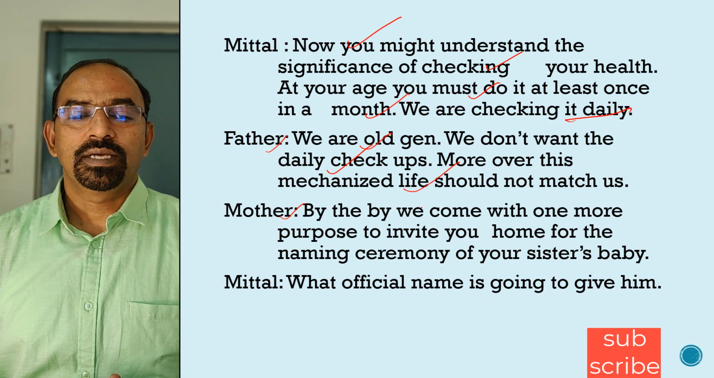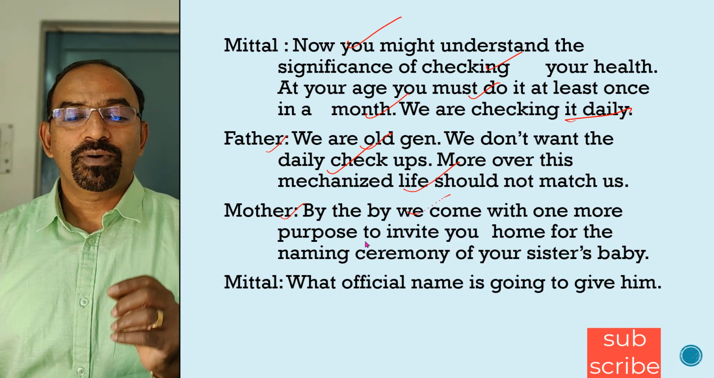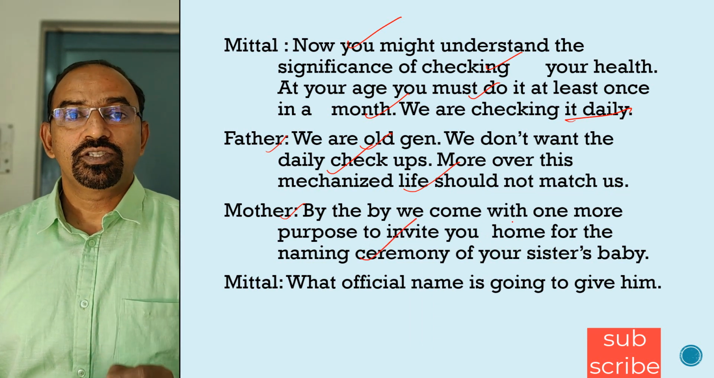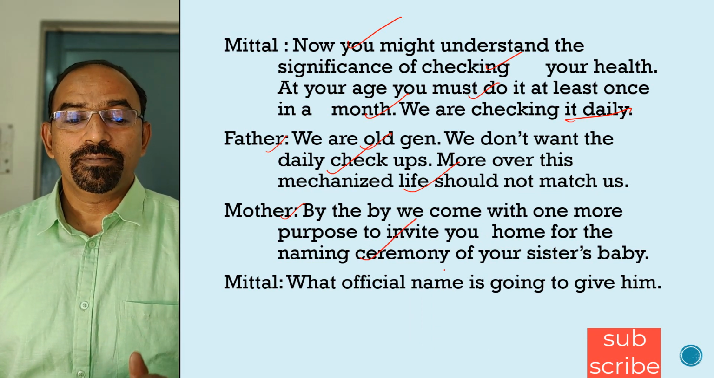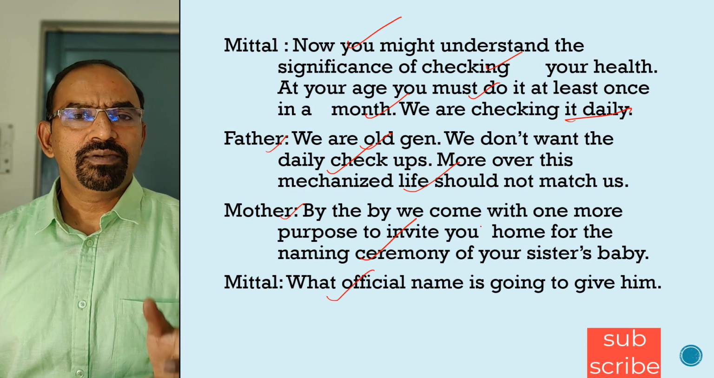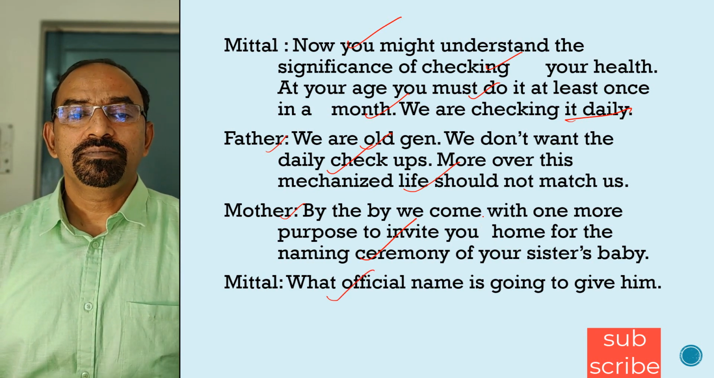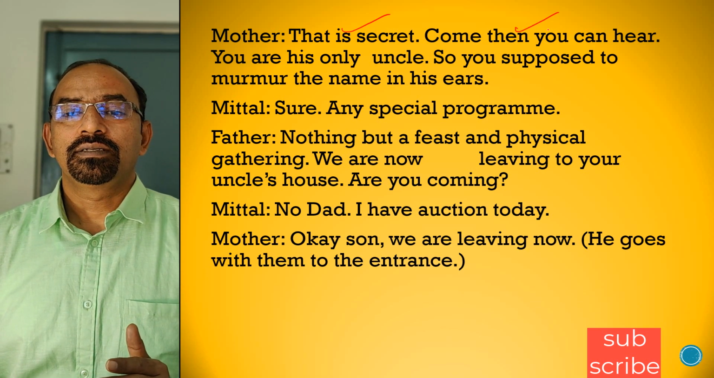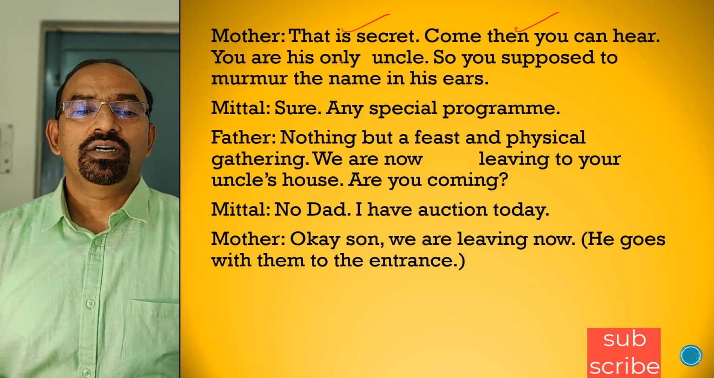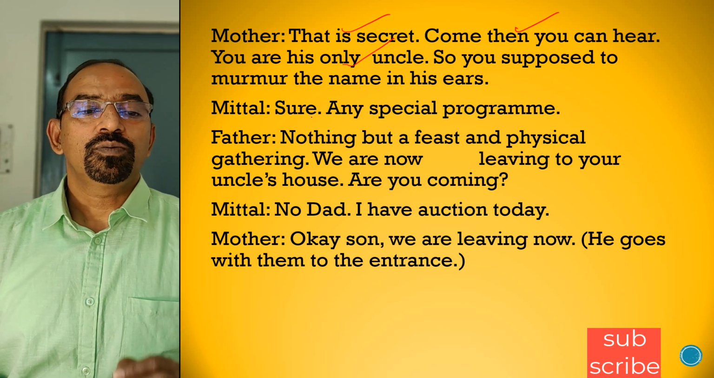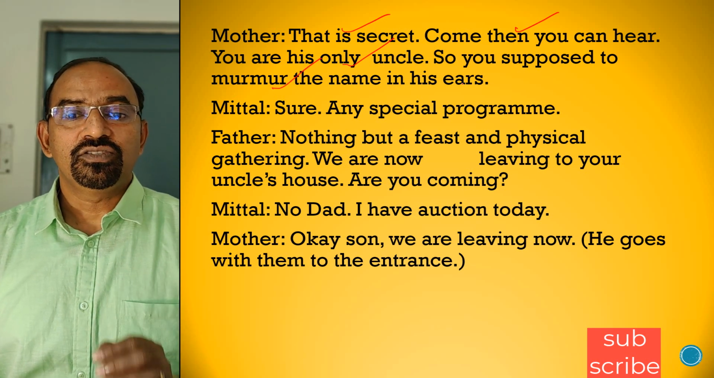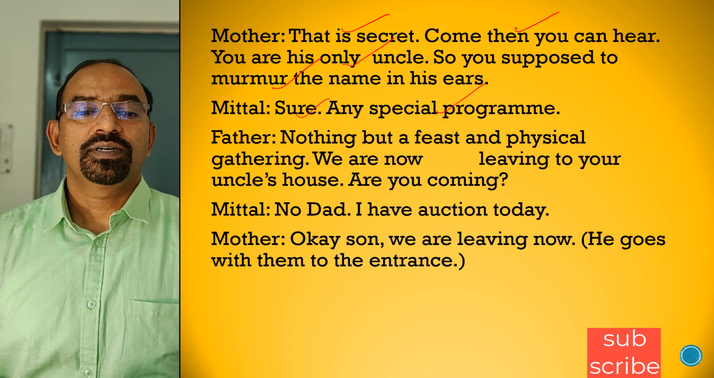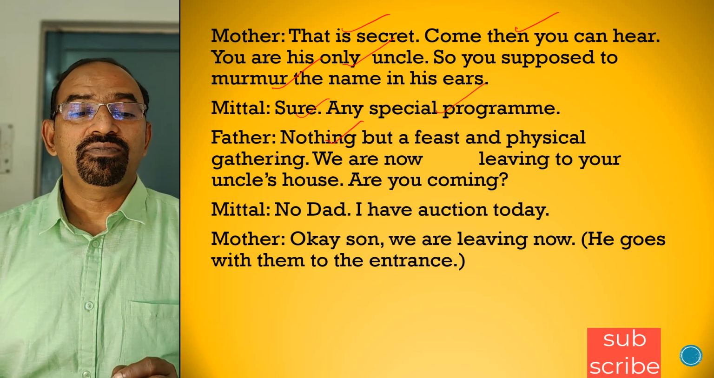Mother: By the way, we come with one purpose, to invite you home for the naming ceremony of your sister's baby. Mittal: What official name is going to be given to him? Mother: That's a secret. Come then, you can hear. You are his only uncle, so you are supposed to murmur the name in his ears. Mittal: Sure. Any special program? Father: Nothing but a feast and physical gathering.